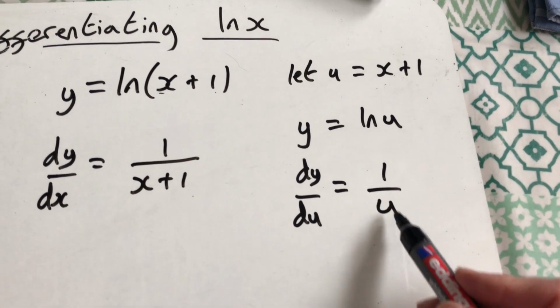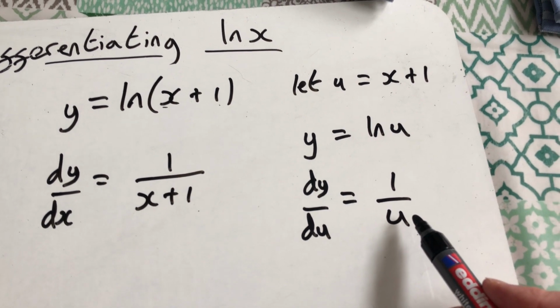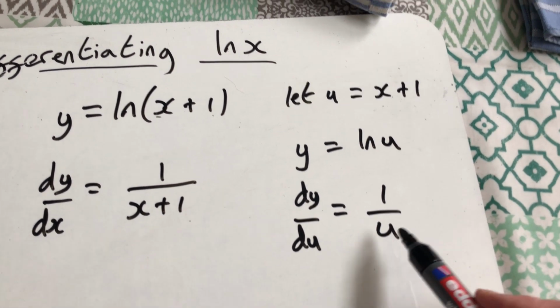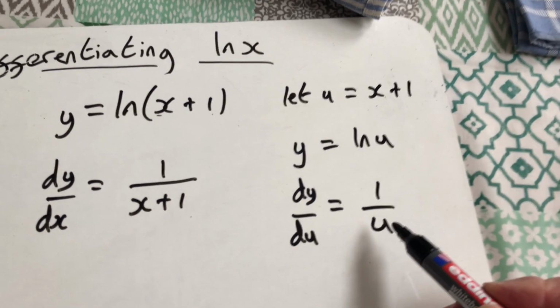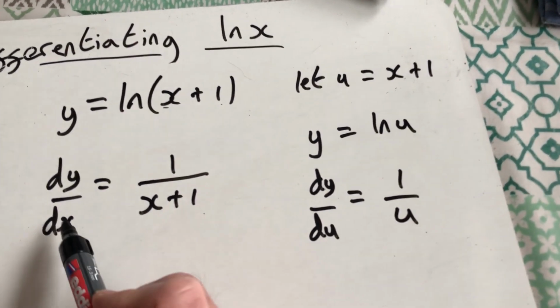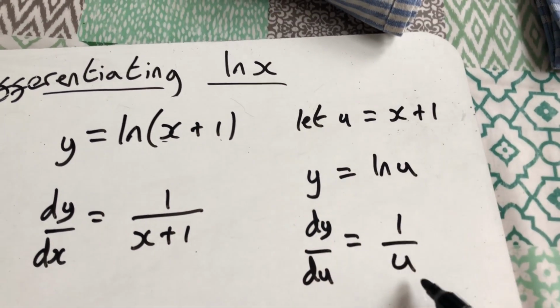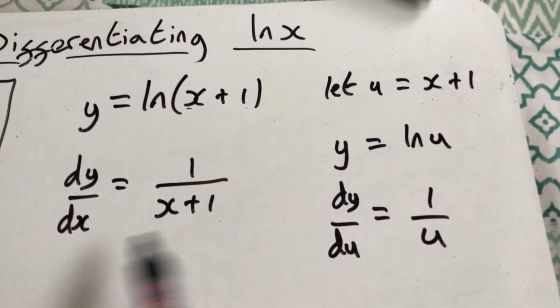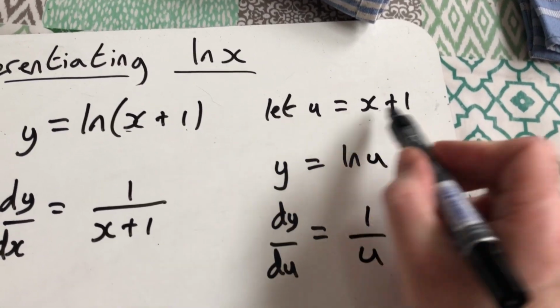Oh, but hang on. This is in terms of u. I need an answer in terms of x. Well, it's not just simply a case of putting this in there. It's a case of we need to know what dy dx is. So yeah, dy du is 1 over x plus 1. But that doesn't explain what dy dx is. Well, what we need to do is differentiate that as well.